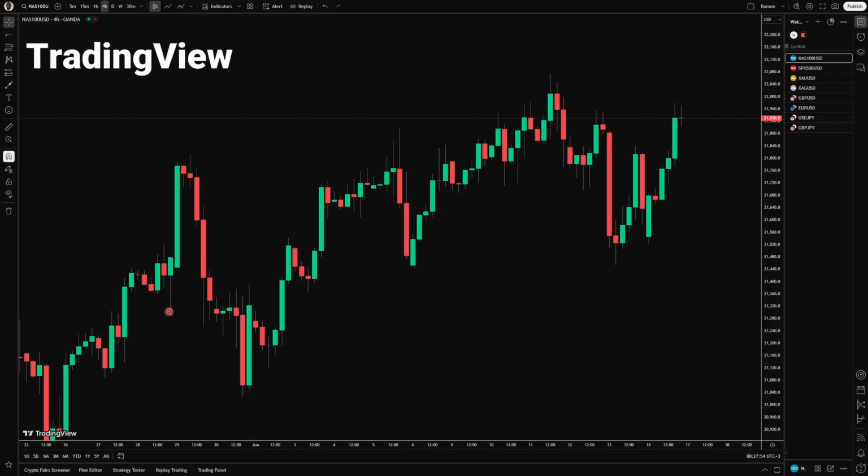Basically, this is how TradingView looks. I picked this chart from NAS 100, 4-hour time frame, and as you can see, this market at the moment is on a bullish trend. How do we know that the market is on a bullish trend? We see break of structure happening towards the upper side, and the higher lows are being respected.